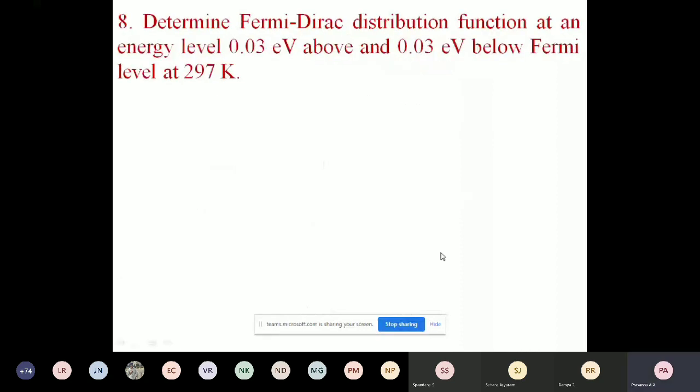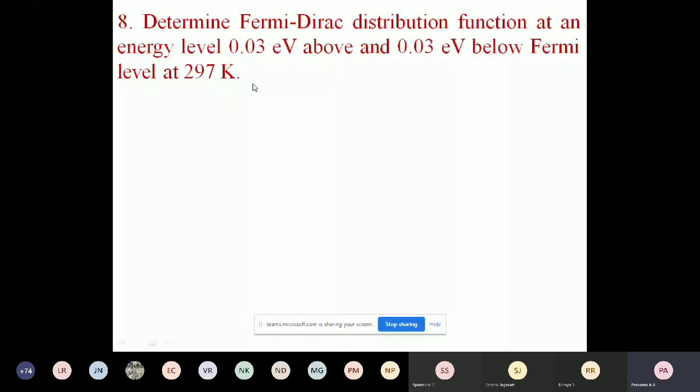And in problem number 8, you have to determine Fermi-Dirac distribution function. Fermi-Dirac distribution function means it is the probability of occupation of electrons at a given energy level. It is same as that. At an energy level 0.03 electron volt above and 0.03 electron volt below, Fermi level at 297 degree Kelvin.